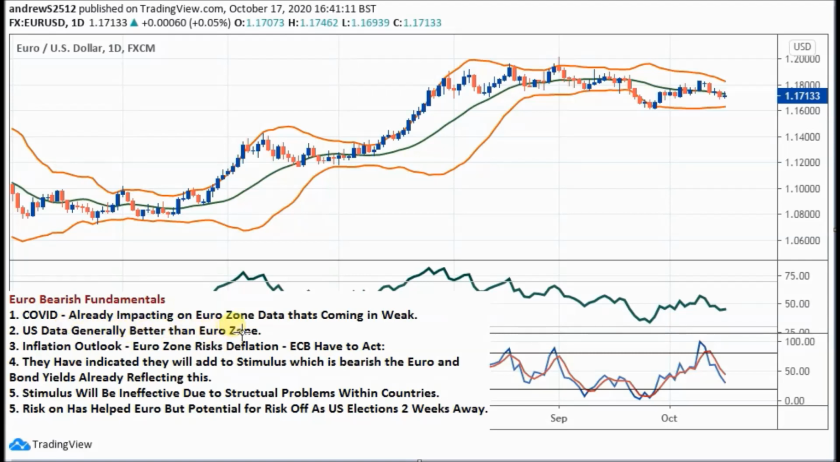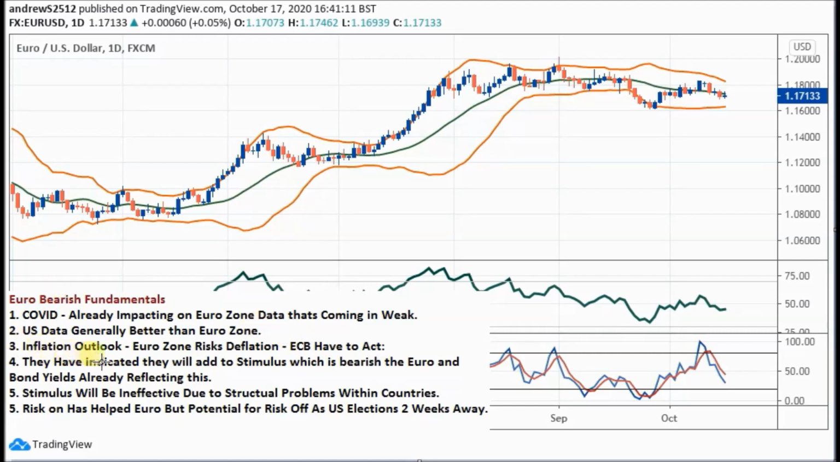It's already impacting on Eurozone economic data that's coming in weak and below forecast. If you look at US data, it's generally been better than Eurozone's recently. I'm not going to go through all the data. You can look it up for yourself. The market view that the Eurozone economy will do better going forward is not supported by fact now.